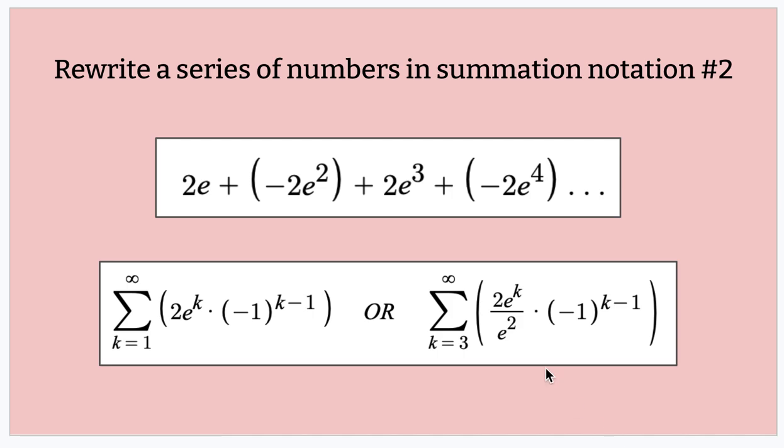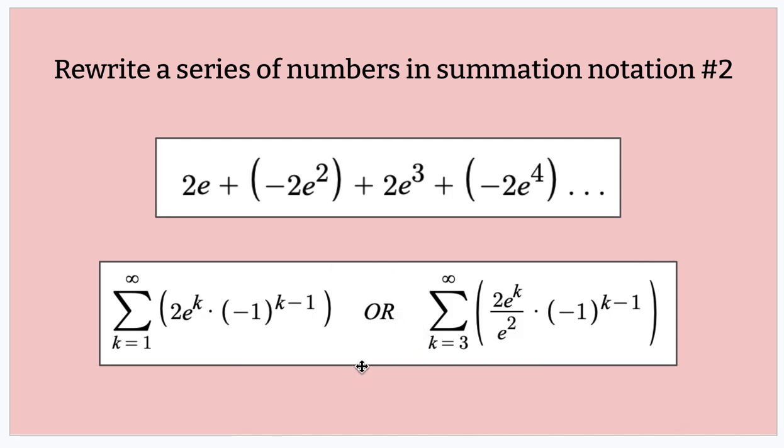This problem has alternating signs. The first term is positive, and then from then on it alternates between negative and positive. See, positive, negative, and so on. This is because each term is multiplied by negative 1 raised to k minus 1.